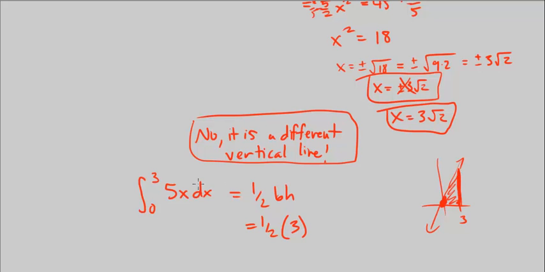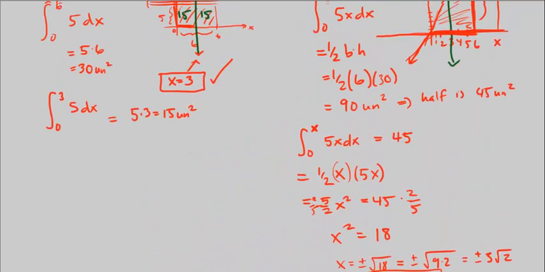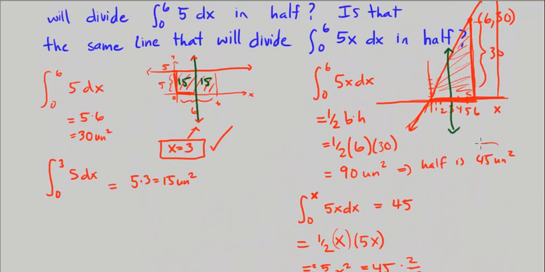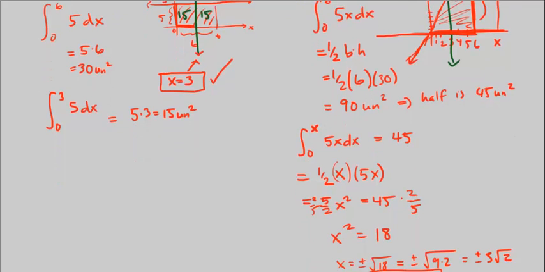Well, we plug in 3 into 5x to get that height. So this point is 3, 5 times 3 is 15. So multiply by 15. Right? And we get 1/2 times 3 times 15 is going to be 45 over 2. Right? 45 over 2 is 22.5 units squared. And does that cut our region here in half? No, because half of 90 is 45, not 22.5.